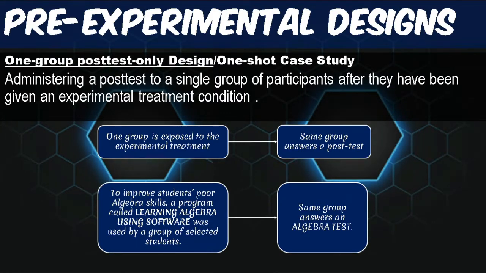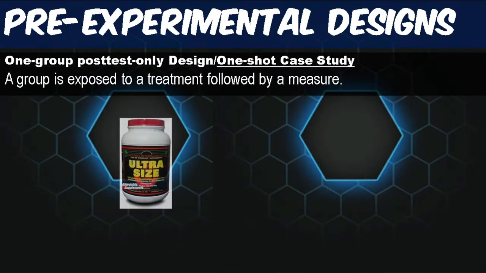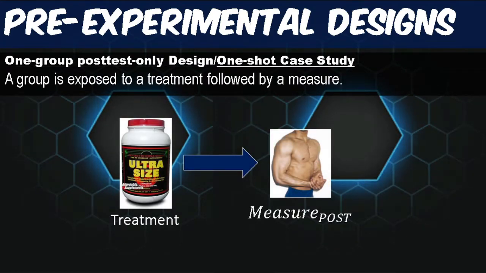I have an example here. My intervention is called learning algebra using software, and my dependent variable is their academic performance, their algebra skills. Very simple. You just expose them to the intervention, which is learning algebra using software. After that, they will answer an algebra test, a post-test. Another example, I have here a pill. This is my treatment, and we are trying to measure whether it helps build muscles.